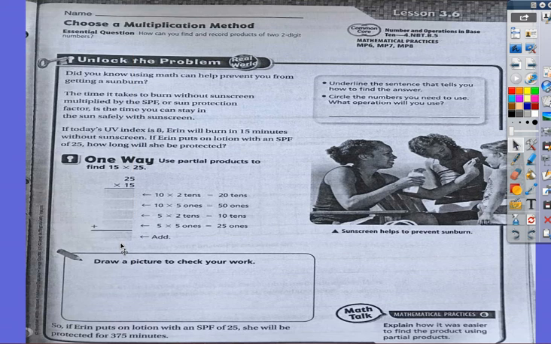Hey guys, this is Unit 3, Lesson 3.6. Choose a multiplication method. Our essential question is, how can you find and record products of two-digit numbers?